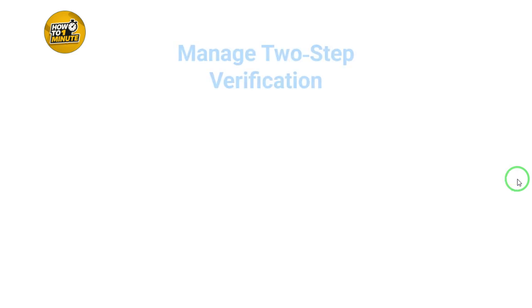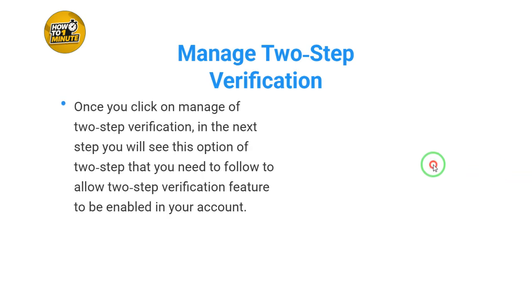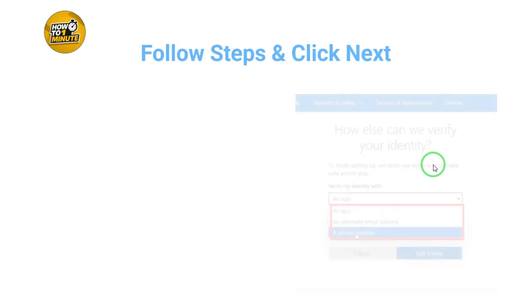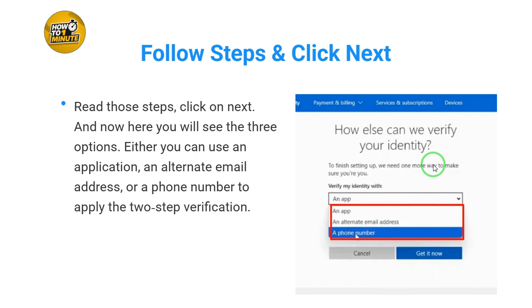Once you click on Manage of two-step verification, in the next step, you'll see the steps that you need to follow to allow the two-step verification feature to be enabled in your account. Read those steps, click on Next, and now here you will see the three options.